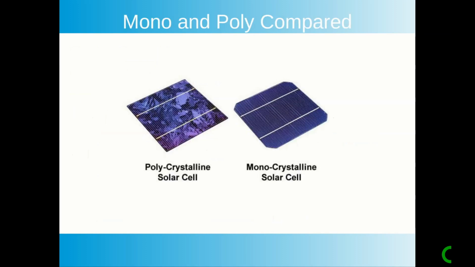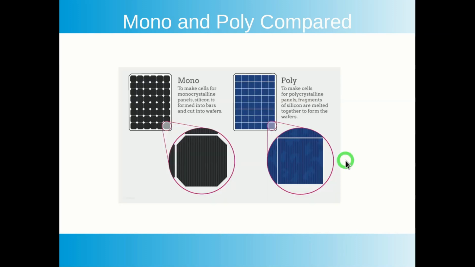Mono is usually a darker color, almost like black, and polycrystalline is more blue. And you can also see in polycrystalline differences in the color. In mono, the color will be all the same color with no patches or splotches. So that is the basic difference in the looks of the mono and poly.